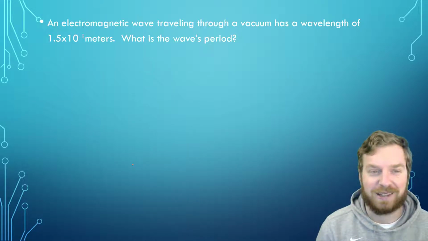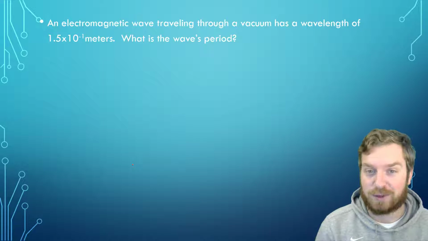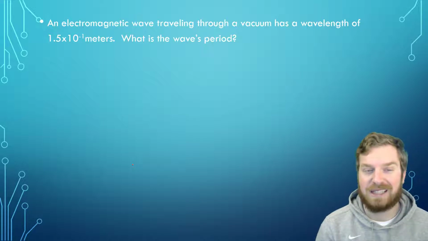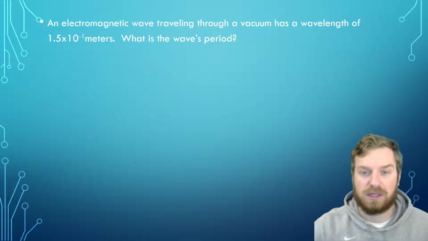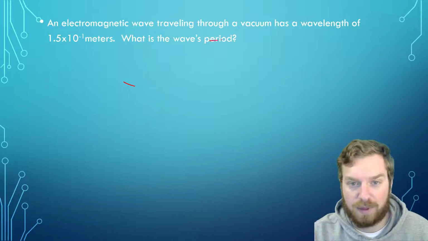We'll get through it together. An electromagnetic wave traveling through a vacuum has a wavelength of 1.5 times 10 to the negative 1 meters. What is the wave's... Oh, sorry, this is supposed to be frequency. We're not finding the period, we're finding the frequency.